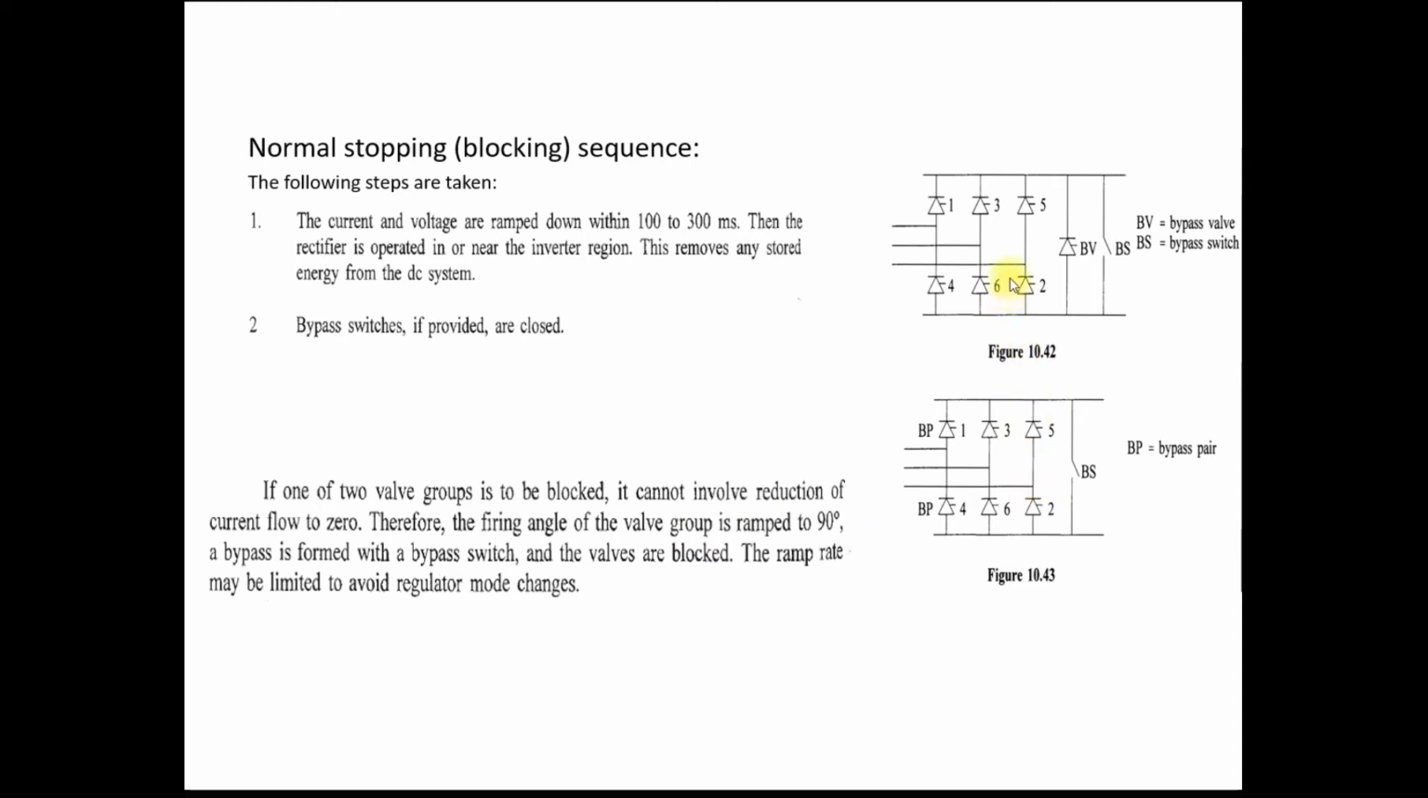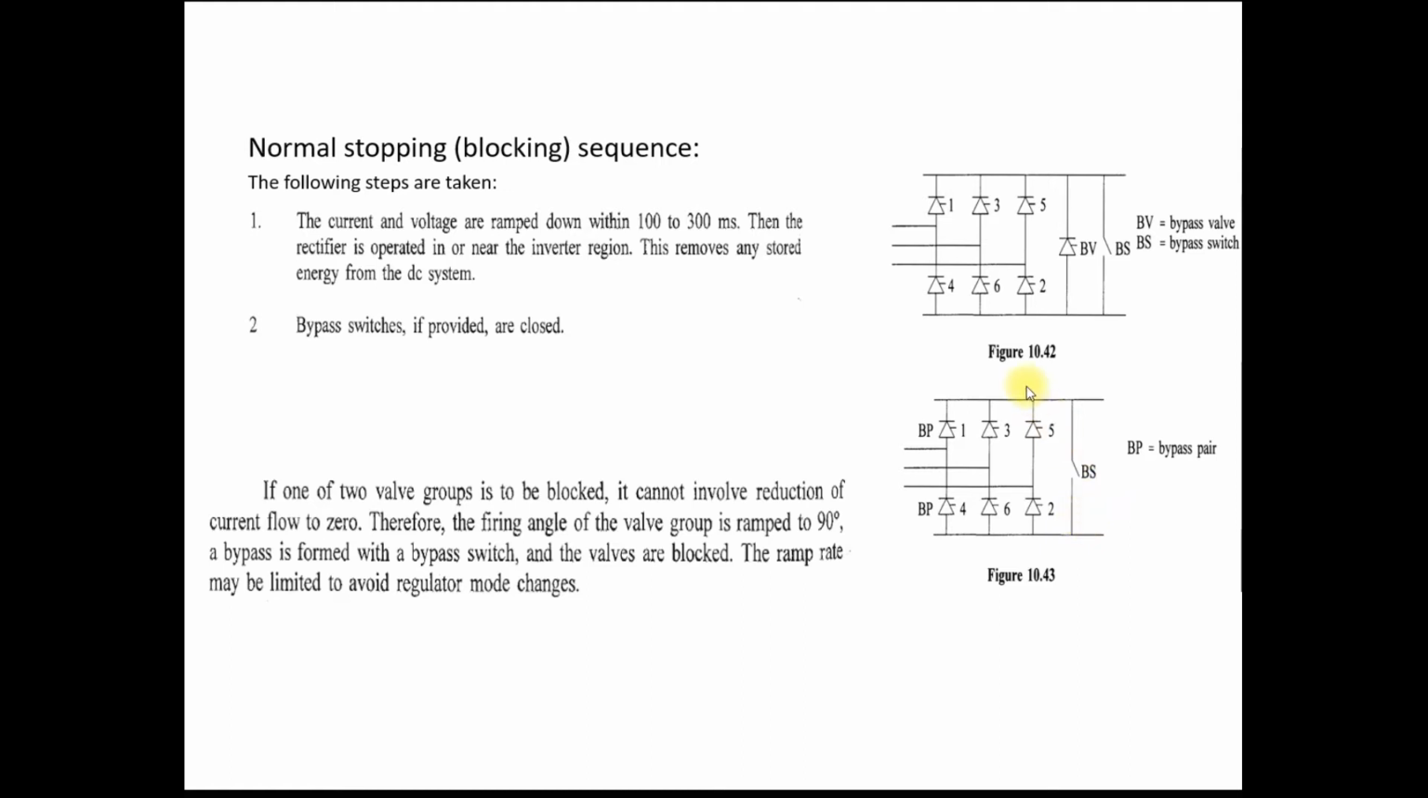So how to block the bridge, or how to open this bridge? Obviously, that is by opening all the valves in the bridge. So how to open a valve in the bridge? That is by removing all the positive gate pulses of the valve, we can open the whole valve. So there are two ways you can open or stop this HVDC system. One way is called the bypass valve with bypass switch operation, and another is called the bypass pair operation.